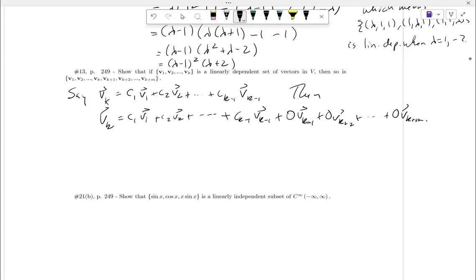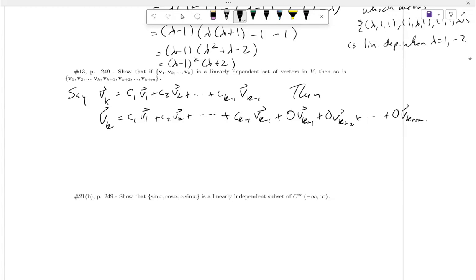If I can write Vk in terms of V1 to V(k-1), then I can certainly do it for any other vectors on the end. I can just start doing 0 times it. So now I have one of the vectors in the set written as a linear combination of the others. Which is what we needed.